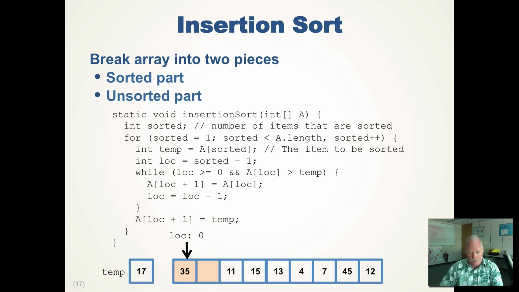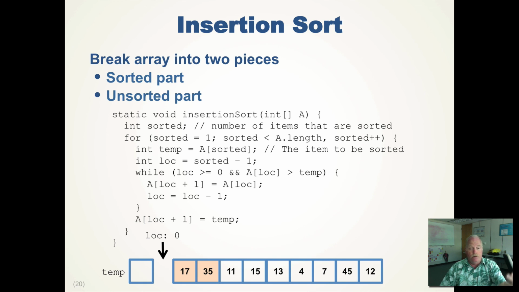We can now shift 35 if we have to. Is 35 greater than 17? The answer is yes, so we do a shift. Now, our loc is 0. We decrement loc, so loc is minus 1. So we end the while loop. So we say loc plus 1 equals temp. So we insert 17. We're done with this.